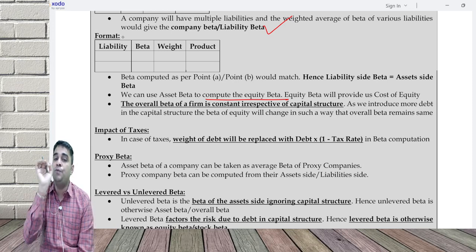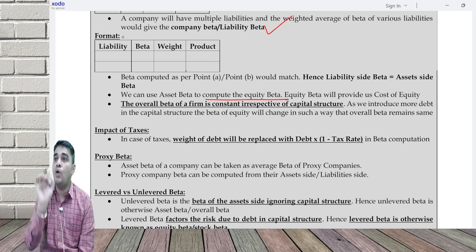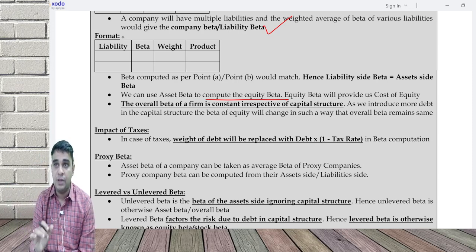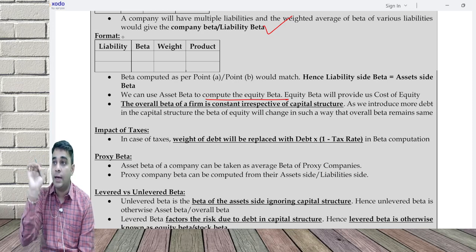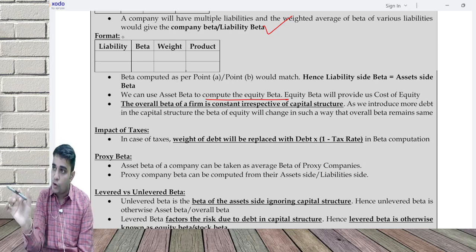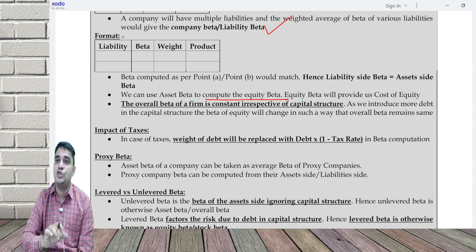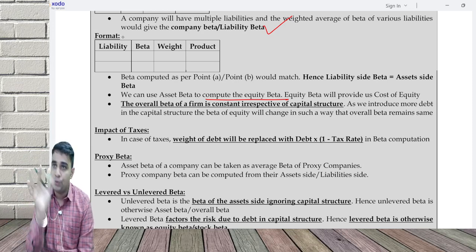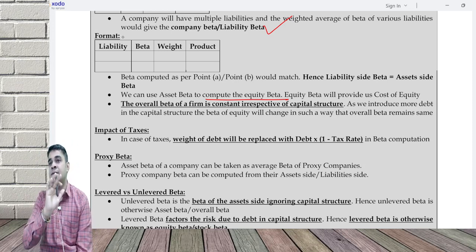Because of that, if you use asset beta and do RF plus beta into RM minus RF, you will directly get cost of capital. If you use equity beta, you will get cost of equity. Cost of equity, cost of debt, weighted average you do, and using asset beta you do, you should get the same answer. But in exam, you will not get it because ICAI does some errors in the question.